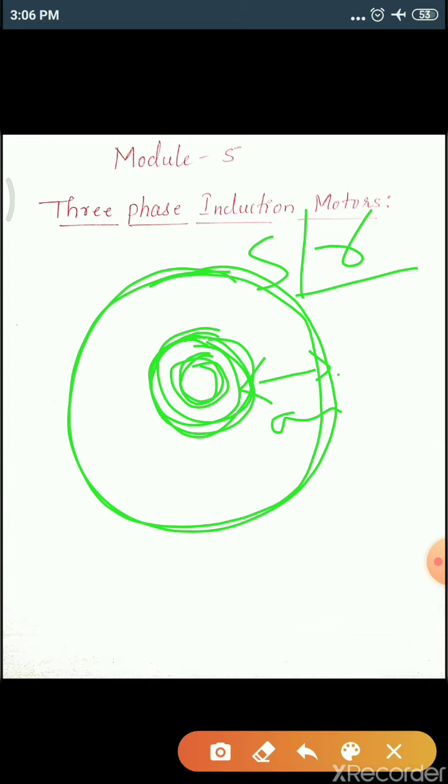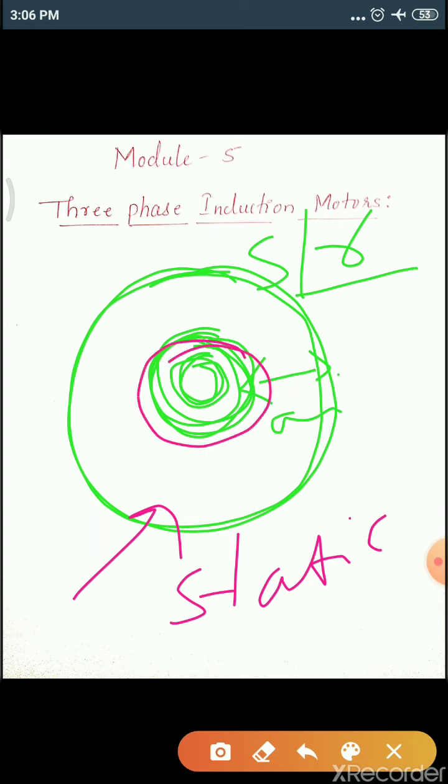Here the stator is a static device which will not move, and the rotor is a rotating part. The stator carries the supply, meaning the three-phase supply will be given to the stator part, while the rotor carries a short-circuited winding. As we have discussed, the stator also carries the stator winding, and the rotor carries short-circuited windings, called rotor windings.